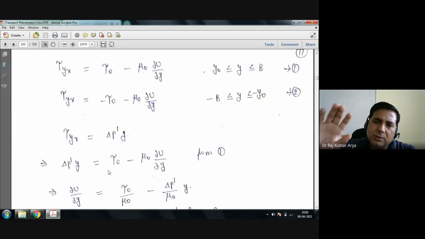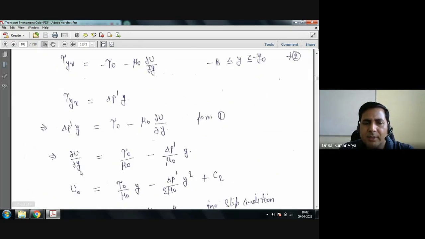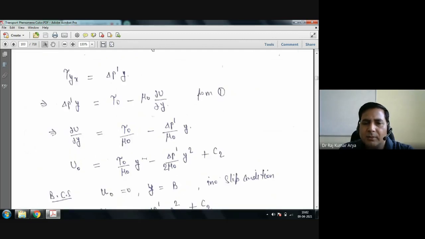Now we can write this. We want to solve for the upper side, y naught to y less than or equal to b. So you got tau naught minus mu naught del u upon del y. You can rearrange it and write del u upon del y equal to tau naught upon mu naught minus delta p dash y upon mu naught. And you can integrate this. If you integrate that, you will get u equal to tau naught y over mu naught minus delta p dash y square over 2 mu naught plus C2. Correct? That's fine till here.